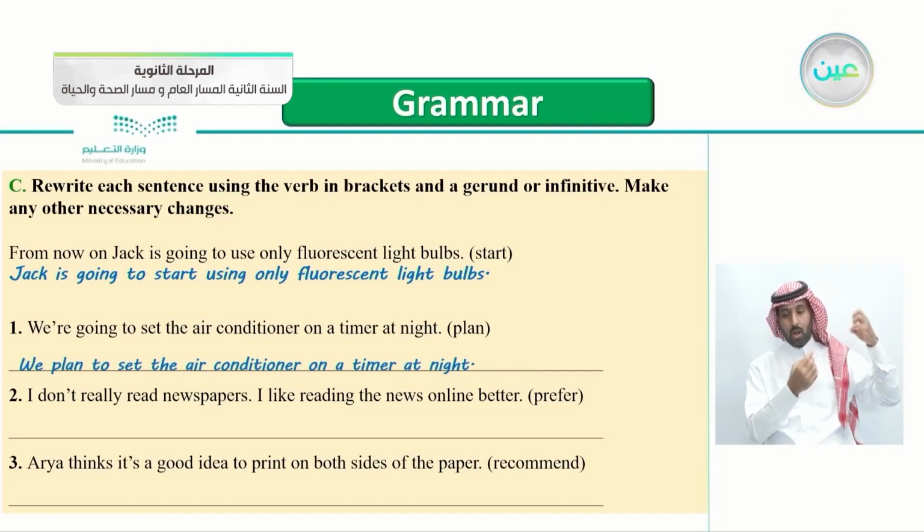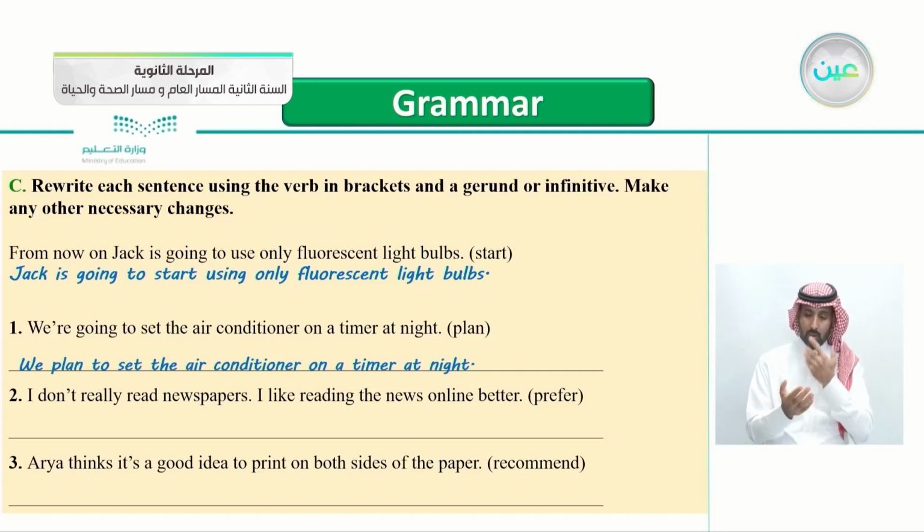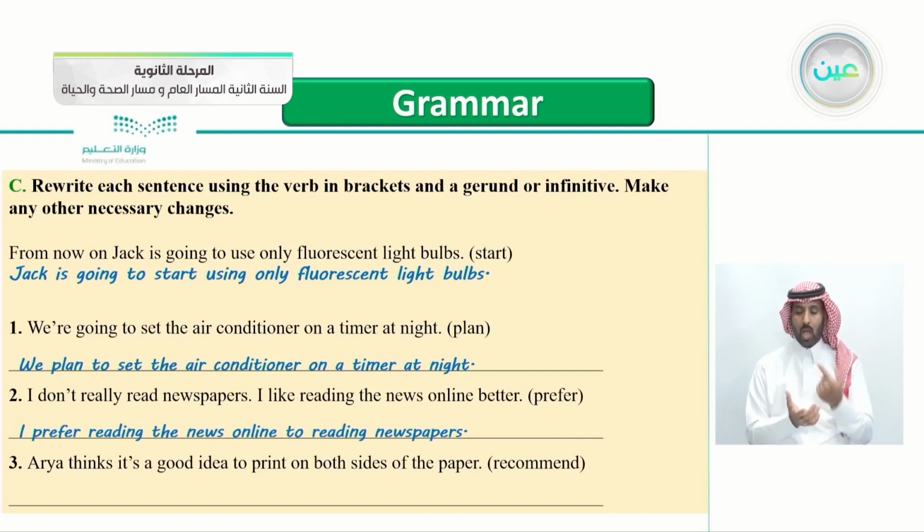Very good. Number 2, I don't really read newspapers. I like reading the news online better. So there's a preference here. And the verb here is prefer. Prefer, is it with a gerund or an infinitive? So let's see the answer here. I prefer reading the news online to reading a newspaper.